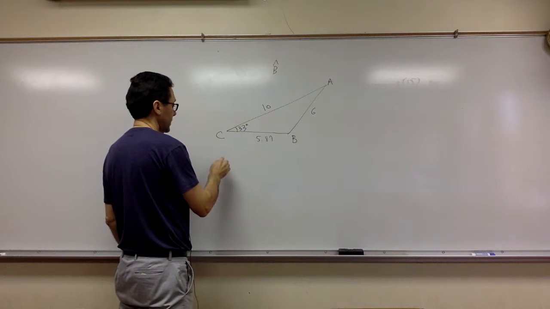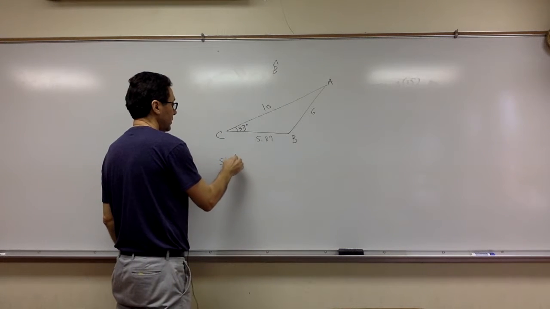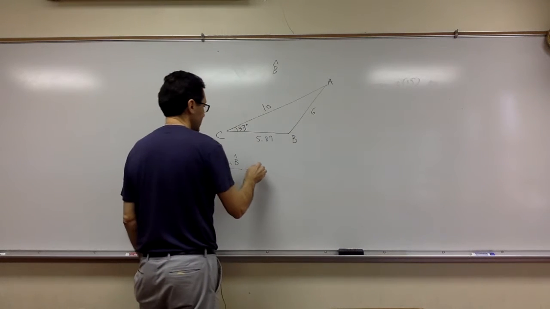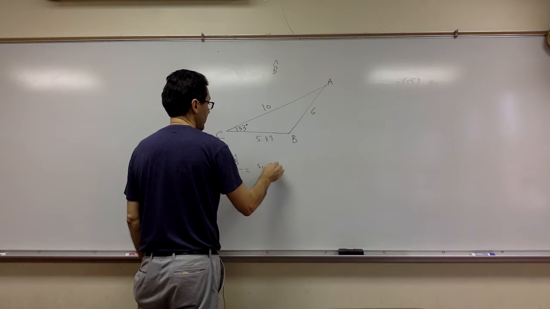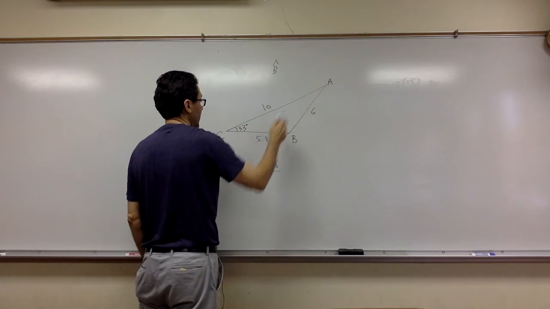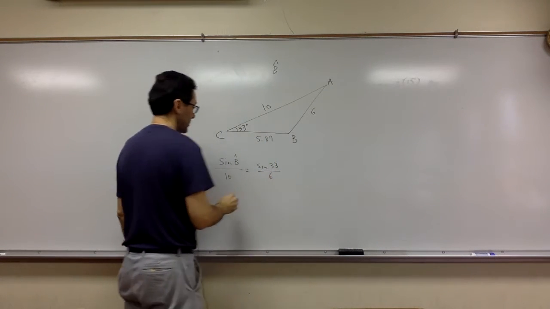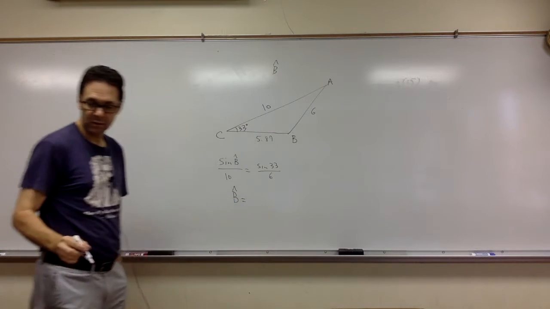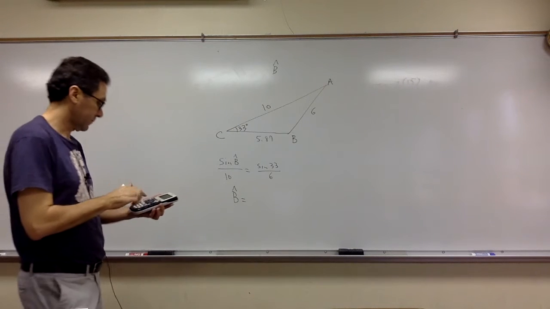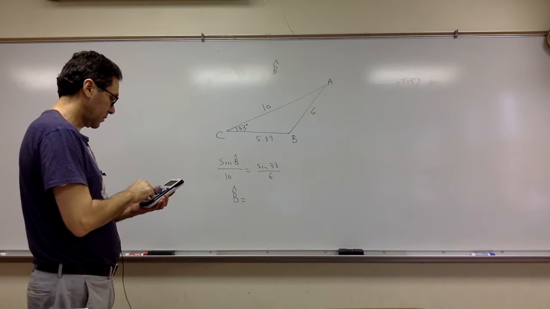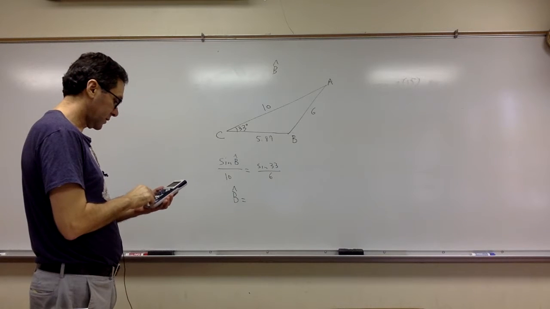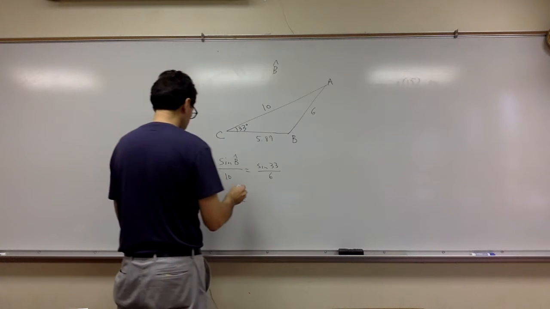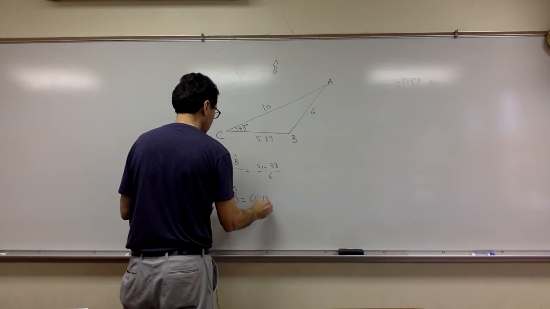So law of sines goes something like this: sine of angle B over the side across from it, 10, equals sine 33, because I know this angle, I don't know anything about A, over 6. If you do the math here, you should get angle B equal to, I'm going to try that, 10. Make sure you are in degree mode, divided by 6. I'm going to do the inverse sine. And we should get about 65.19 degrees.